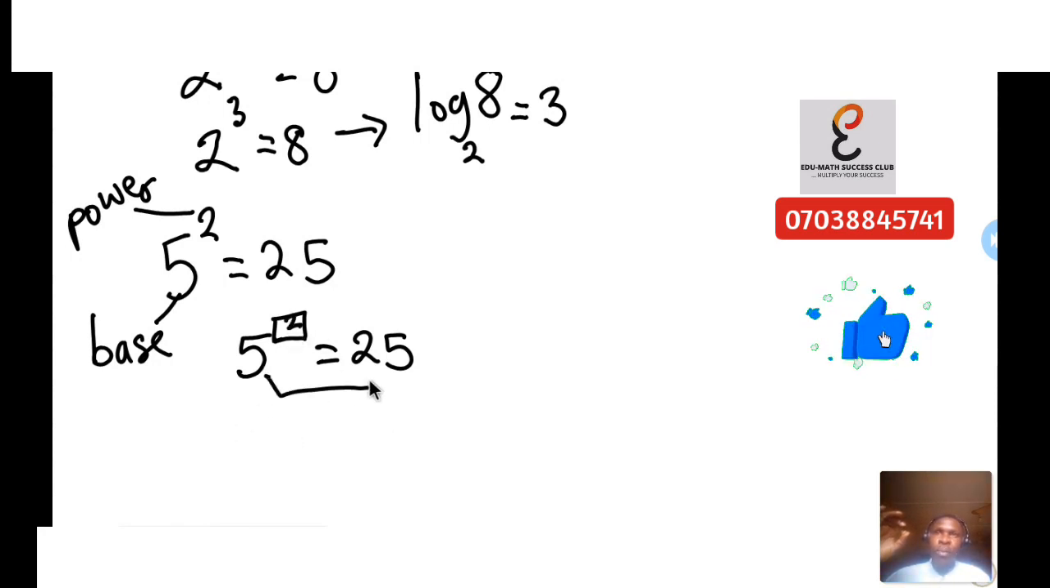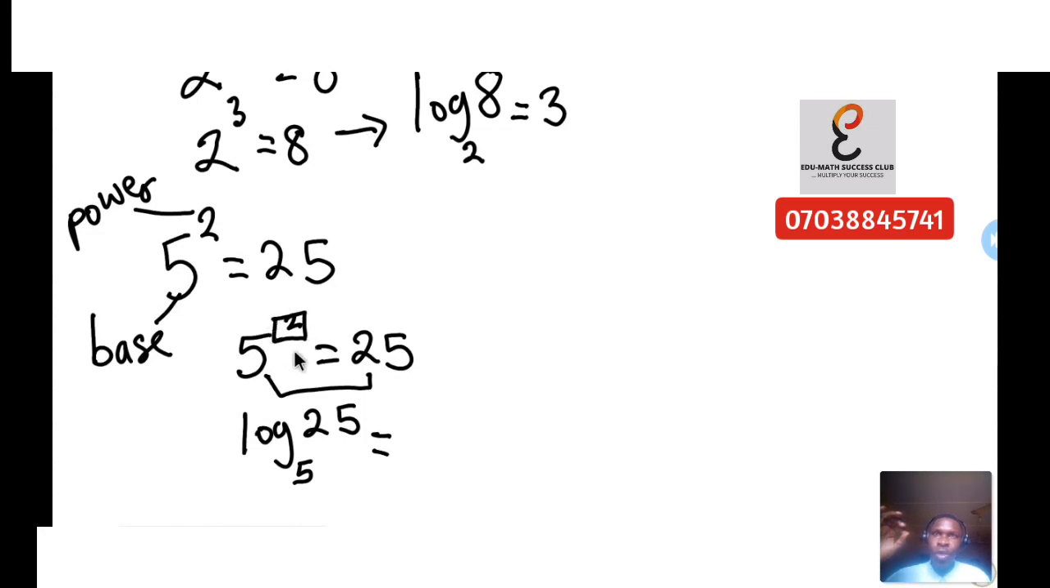In logarithm form, this should be log of 25. The base will be at the bottom here, then the logarithm, the 2, the power or the index, will be outside. So that's about the definition of logarithm. This is the base. What will you raise this base to, to get 25? That answer will be 2. And it goes on and on like that. Now you need to know how to convert from what is called the index form to the log form.